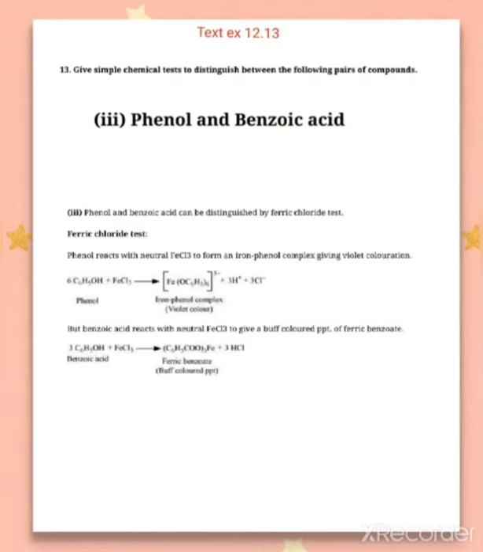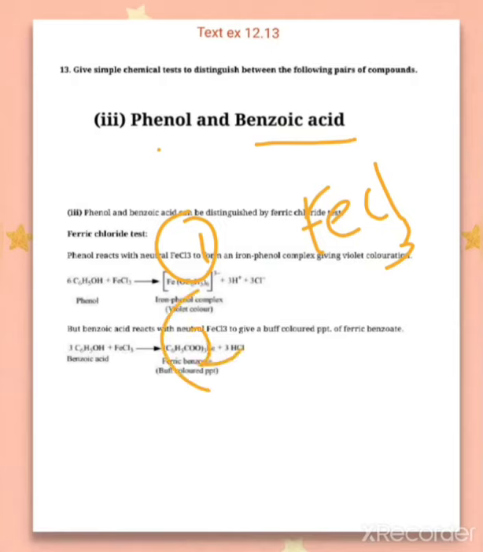The third part is phenol and benzoic acid. That means one is an acid, the other one is an alcohol. So in that case, how do we distinguish these? Because of the acidic group, benzoic acid gives the ferric chloride test, that is FeCl3 test, but phenol cannot give this test. The second test we can use is the sodium bicarbonate test. Benzoic acid gives effervescence with sodium bicarbonate due to the release of carbon dioxide gas, but phenol does not.